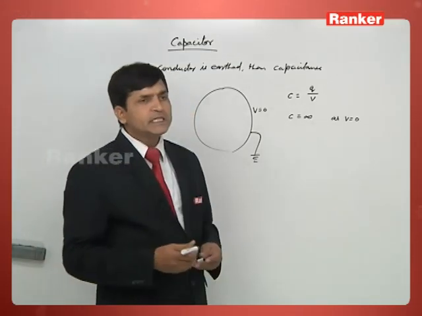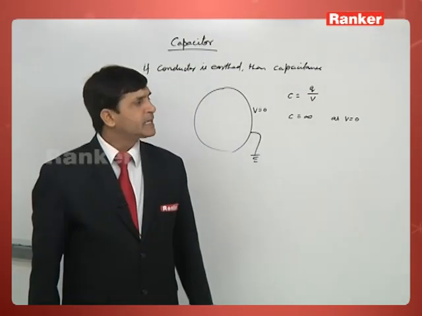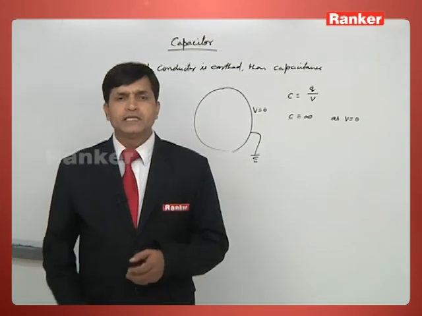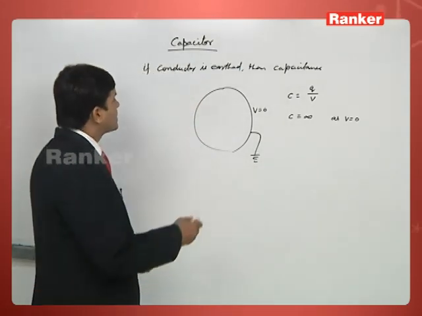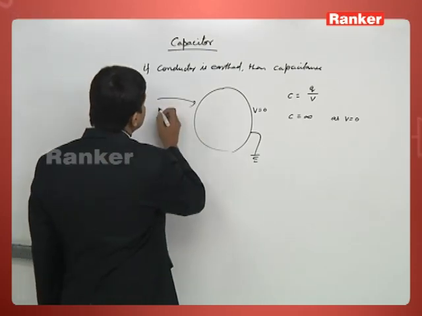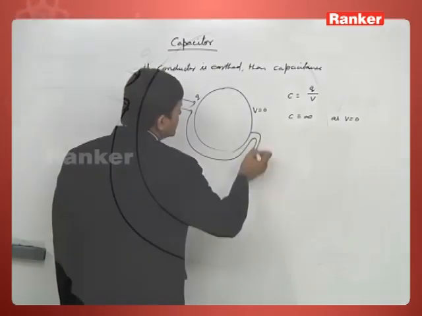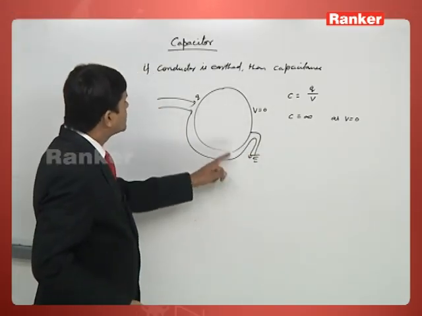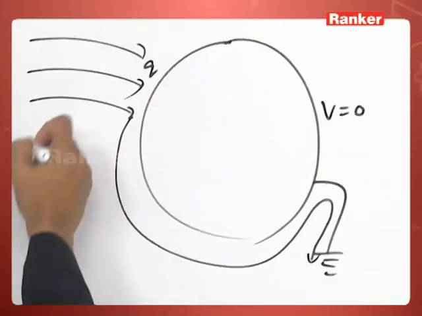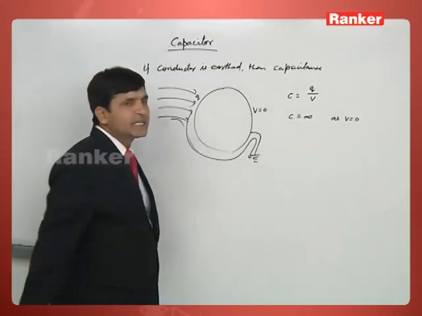The capacitance infinity does not mean it can store an infinite amount of charge as well as an infinite amount of energy. The simple meaning of that is, whenever we give a certain charge on it, that charge through this wire will go to the earth. So whatever extra charge we are giving, that charge will go in that manner. It can take infinite amount of charge.